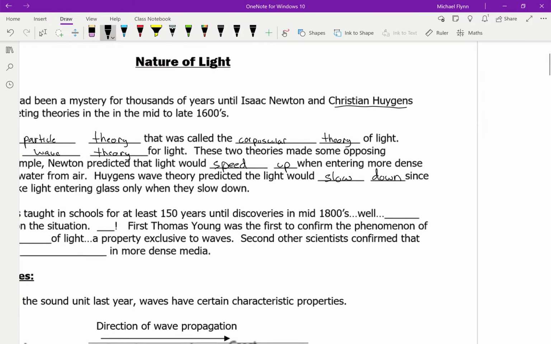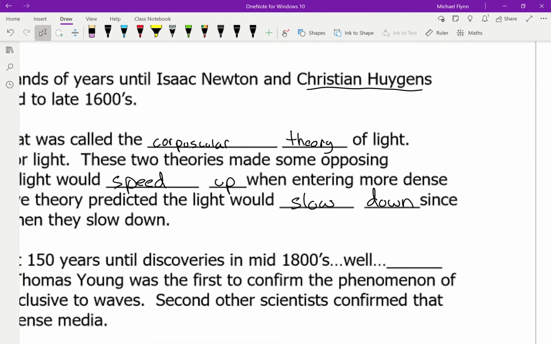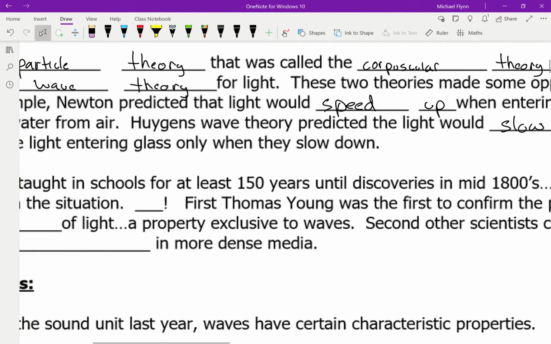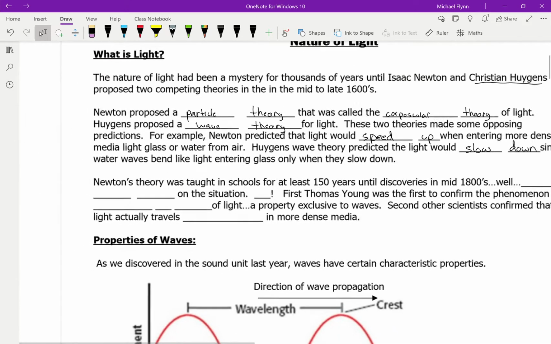Now the key is they make opposite predictions. Somebody has to be wrong about this, right? Somebody's right and somebody's wrong. Or maybe they're both wrong. Maybe light doesn't change speeds at all. But there's only a couple of possibilities here. They can't both be right, that's for sure, because they're making opposite predictions.